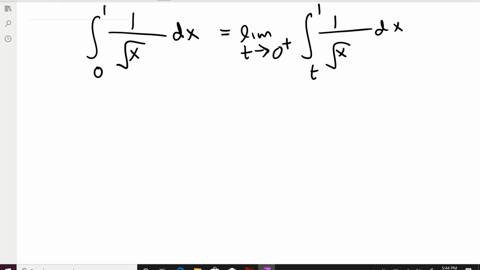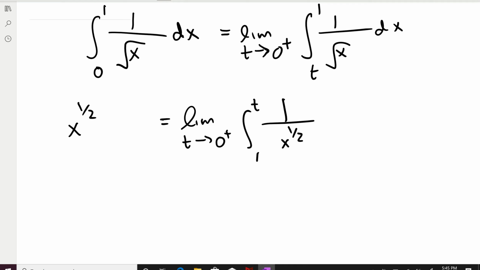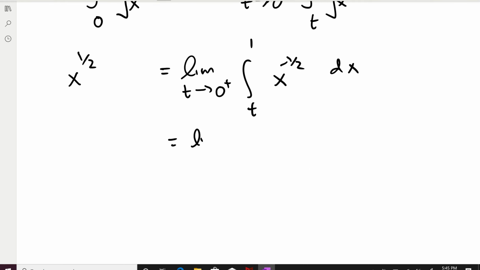Okay, so how are we going to integrate this function? We know square root means the power of half, right? So I can write this function as 1 over x to the half. Now, I flipped the limits, so it's from t to 1. To help with the integration, I'm going to take this x to the half to the numerator, and I'm going to write it as x to the negative half. Nice. Now from here on, the integration is easy.